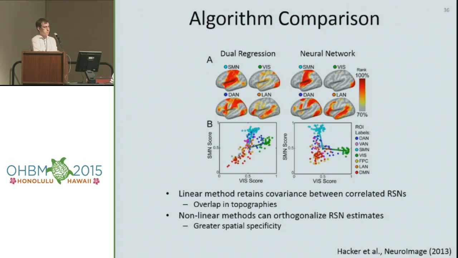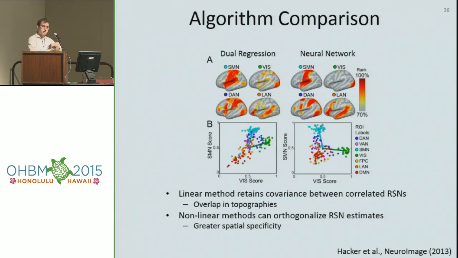And this makes sense because in this data, these two networks are correlated. So this is the correct answer. These are linearly correlated networks, but our method produced a correlated answer, which means that it is not going to give us great specificity, although that is a true structure in the data. But using a nonlinear method, we can explicitly orthogonalize the probabilities, which increases the specificity of the topographies we find.